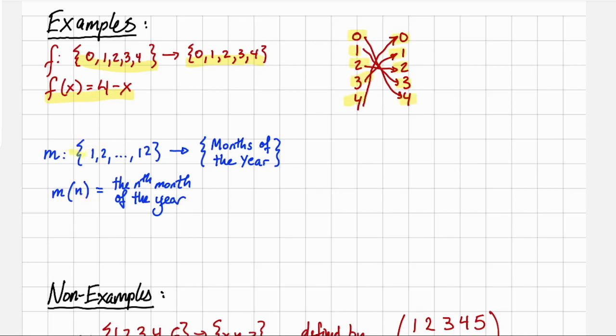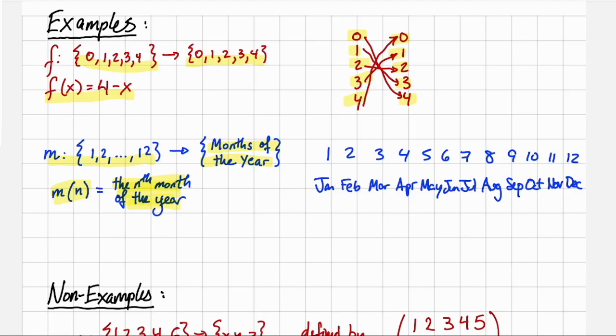Here's another example. Here's a function m between the elements from 1 up to 12 and the months of the year, where we define m of a number to be the nth month of the year. There are 12 numbers from 1 to 12 and 12 months in the year, and we're connecting them in the natural way. Each month corresponds to one number, and each number corresponds to one month. So this is a bijection between these two sets.